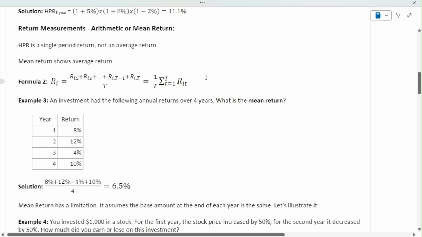It's not an average return. It's not an average annual return. We can use the mean or arithmetic mean to calculate average annual return. Here is a formula for that. It is simple. These R's here are periodic returns, and T is the number of periods. Basically, you sum up the periodic returns and divide by the number of periods.